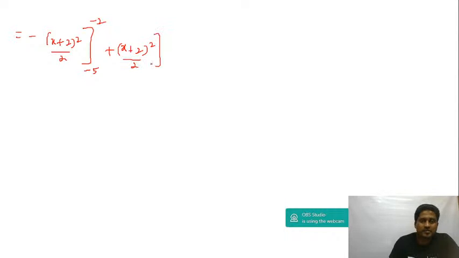Right? Now the integration of x is x square by 2, between the limits, what's the limit, guys, minus 5 to minus 2, and then plus the integration of x, which is x square by 2, between the limits minus 2 to 5. Is it okay? Now if I simplify, guys, half is a constant I'm going to take out. If I substitute the upper limit, minus 2 plus 2 the whole square, this will be the upper limit. The lower limit is minus 5 plus 2 the whole square.